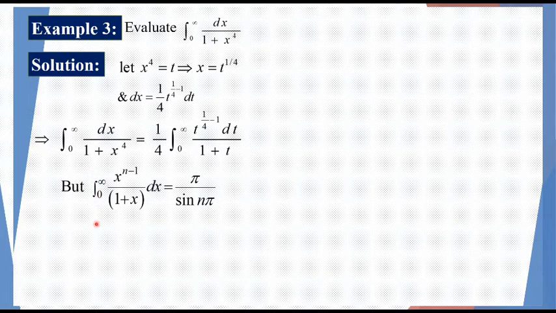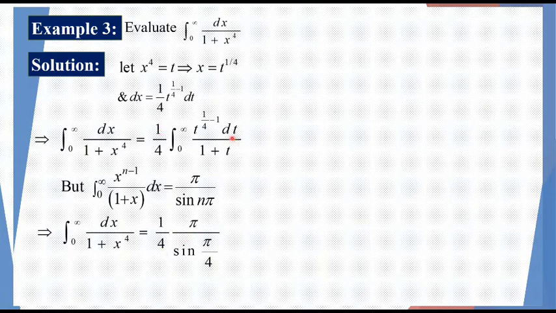But we have the integral from 0 to infinity of x raised to power n minus 1 upon 1 plus x dx equals pi upon sine n pi. So replacing it, we get 1 by 4 pi upon sine pi by 4, and sine pi by 4 is sine 45 degrees, which is 1 by root 2. So we can write it as pi root 2 by 4. So this is the required solution. Now you see this particular integration is solved with the help of beta and gamma functions in a very easy manner.